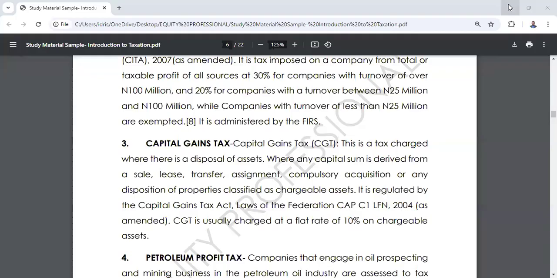The difference between the sales proceeds and the cost of acquisition of that motor vehicle is capital gain. And such capital gain is going to be subjected to capital gain tax at the rate of 10%.